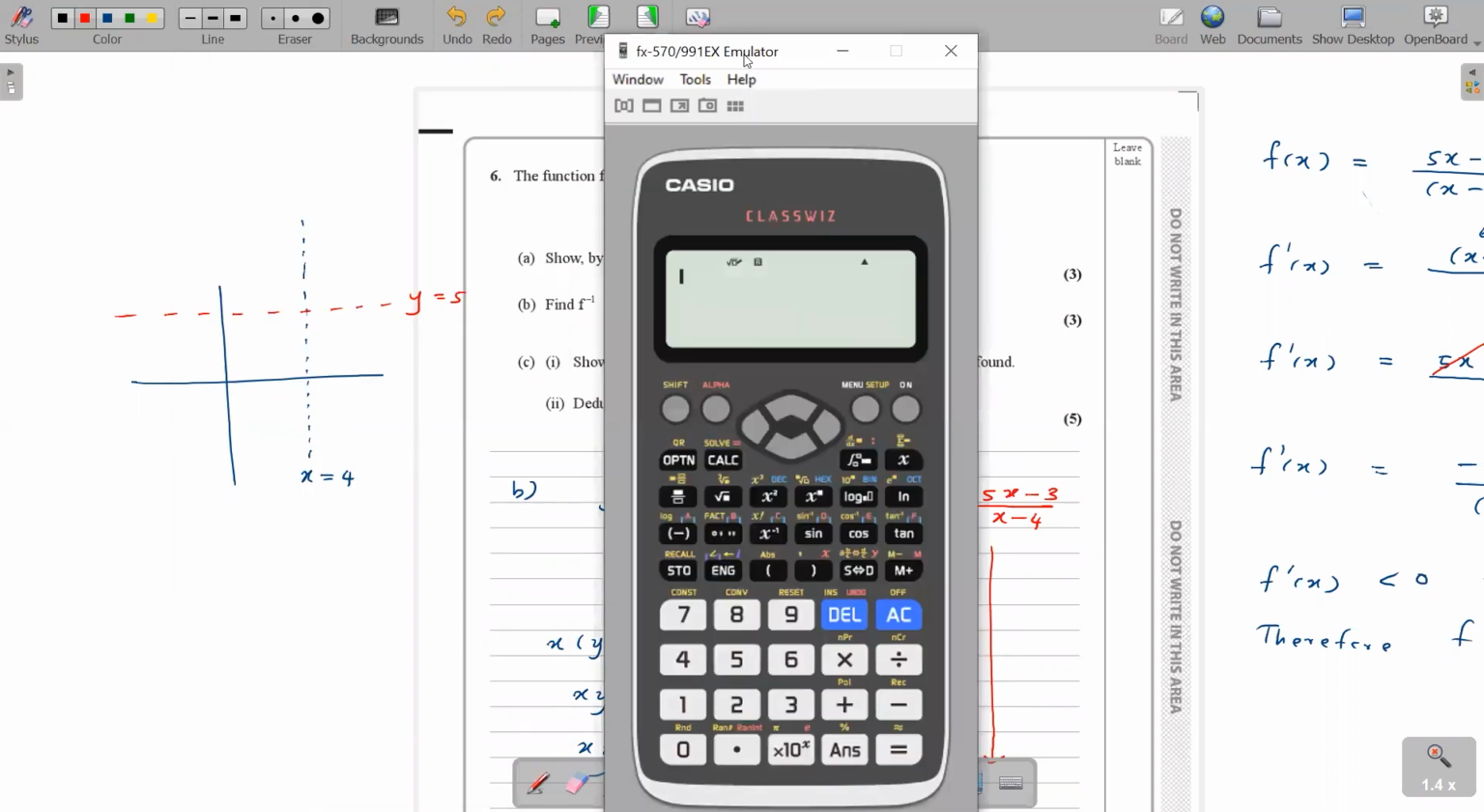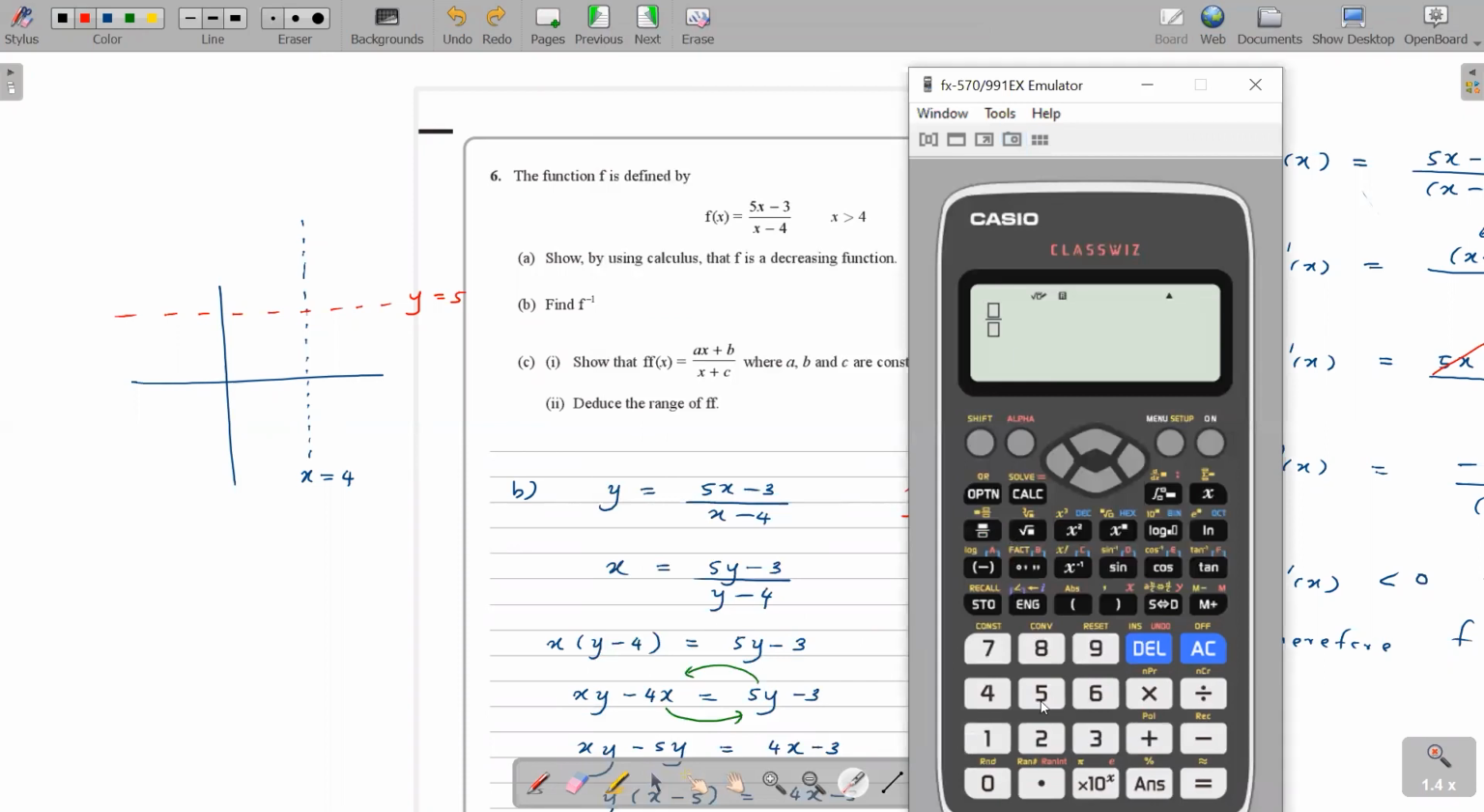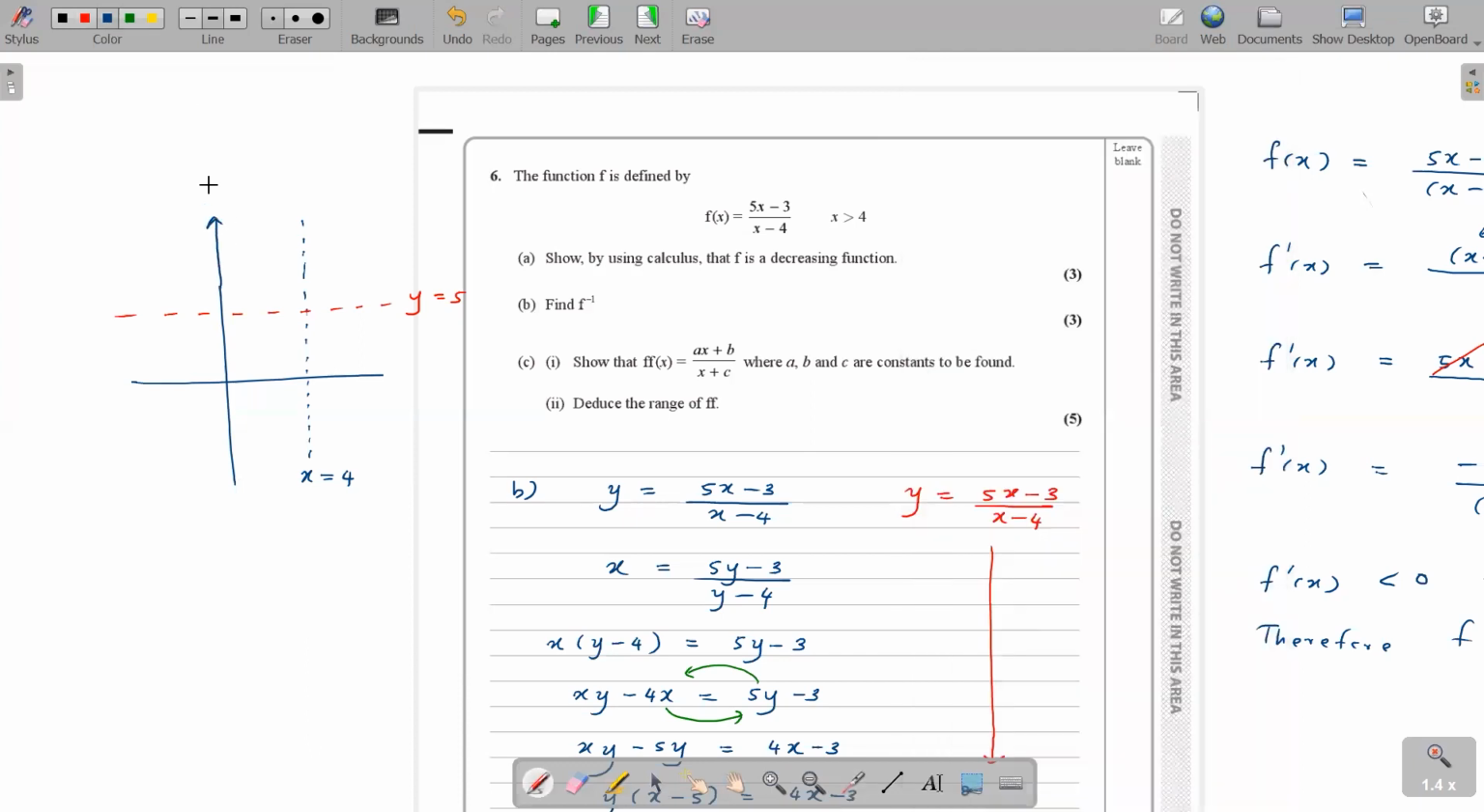We need a quick sketch. So we get 5 into 0 is 0, minus 3, over 0 minus 4. What do you get here? 3 over 4, which is positive, and it's 0.75. This is the place where the graph cuts which axis? When x is 0, that's where your graph cuts the y-axis. So this is the y-axis, and it's cutting at 3 over 4.